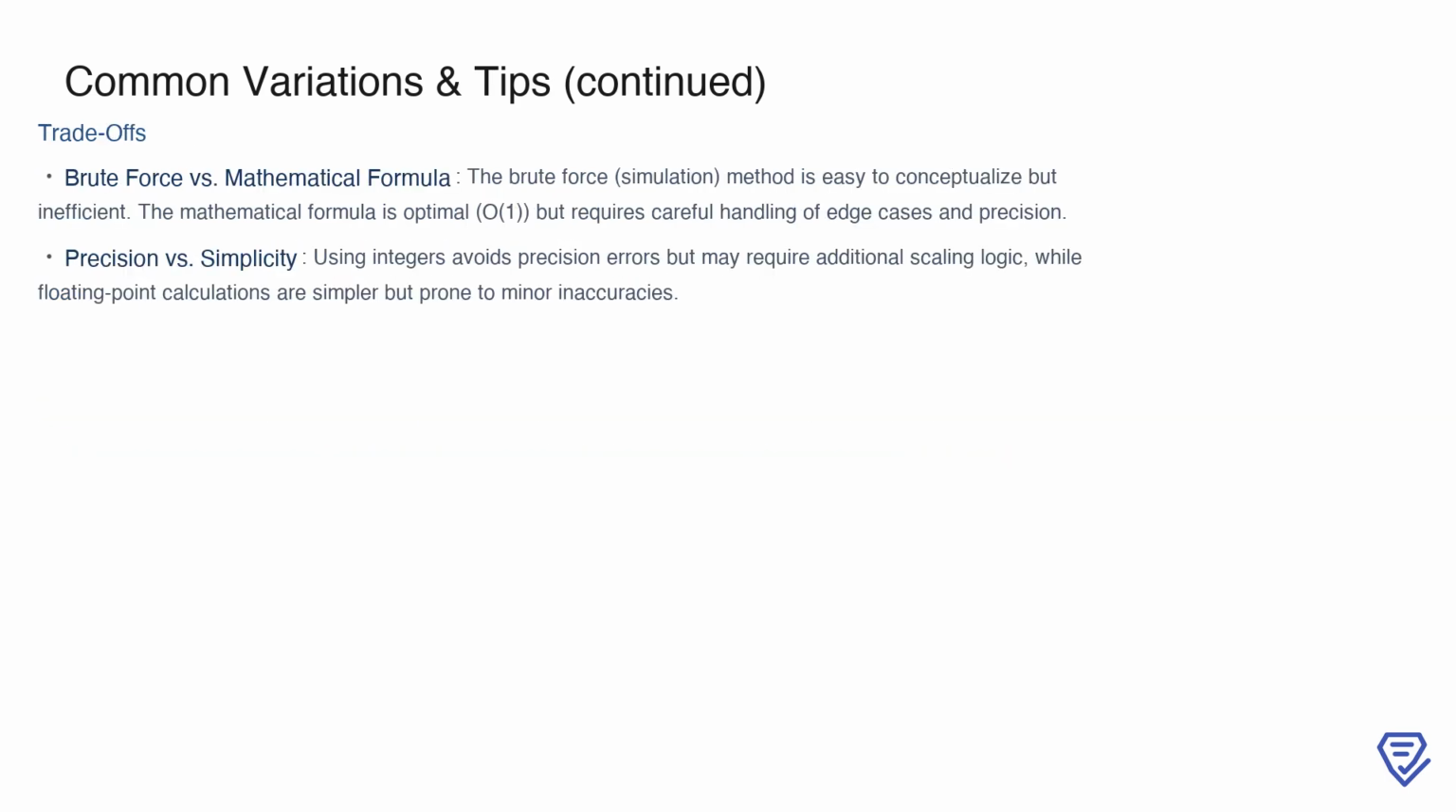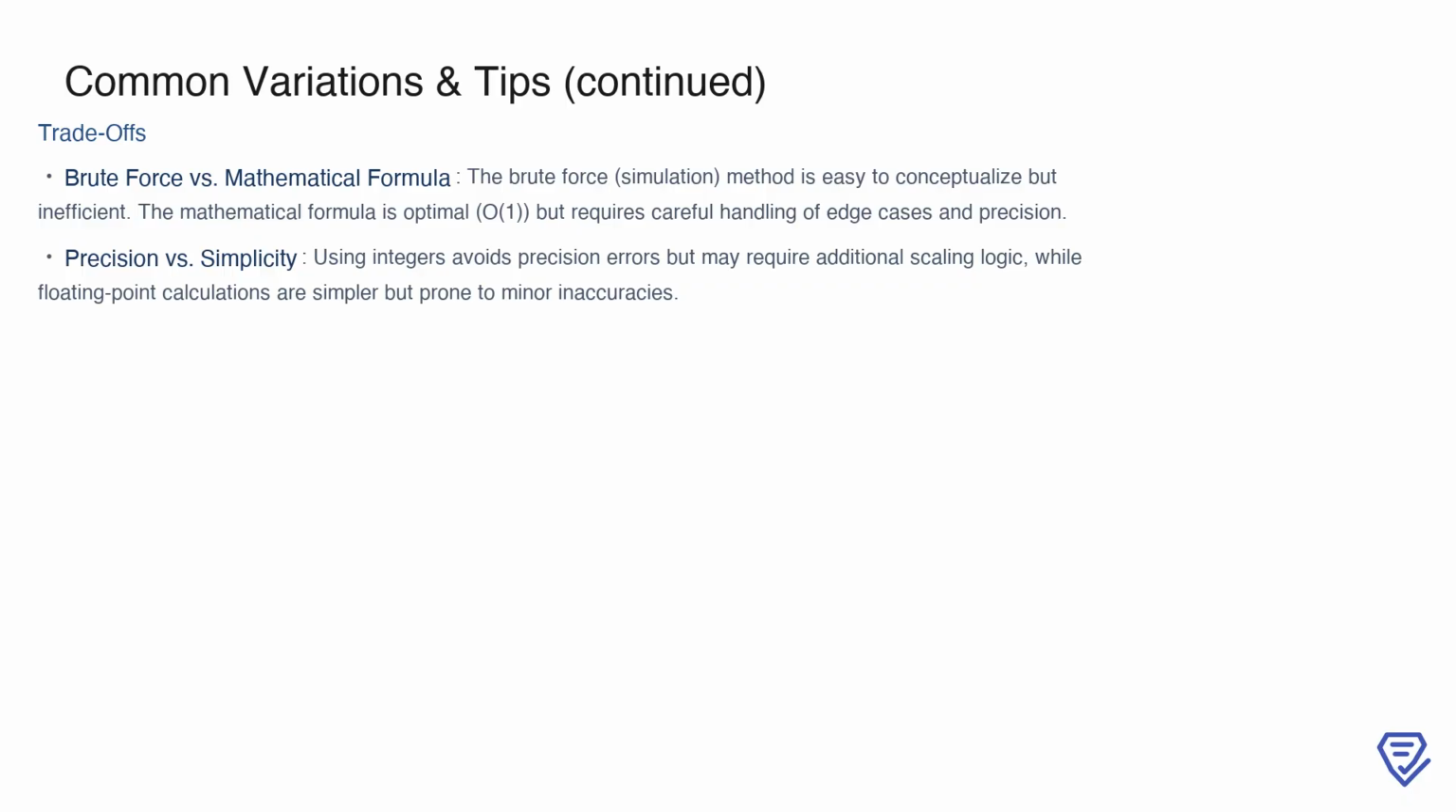When comparing different approaches, there are some trade-offs to consider. The brute force method, which simulates the movement of the clock hands, is conceptually straightforward and easy to understand, but it's inefficient due to its O(n) time complexity. On the other hand, the mathematical formula is highly efficient, operating in constant time, or O(1). However, it demands careful attention to edge cases and precision to avoid errors.